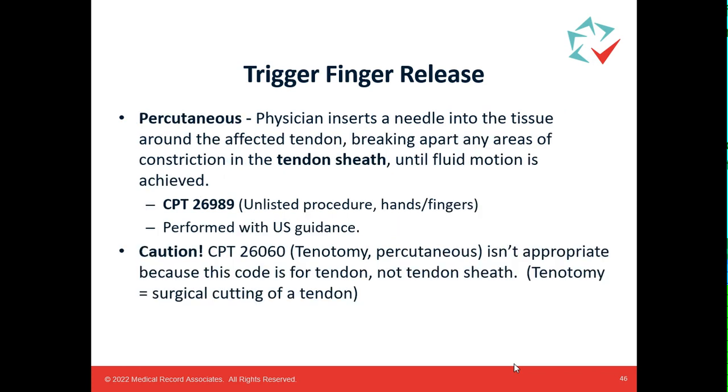In the percutaneous method, your physician will insert a needle into the tissue around the affected tendon, which breaks apart the areas of constriction in the tendon sheath until he can achieve that fluid motion again. So again, he's breaking apart areas of constriction in the tendon sheath, not the tendon. So for this code, we're going to actually have to assign an unlisted at the moment because we don't have a listed code. You can assign CPT 26989, unlisted procedure, hands or fingers.